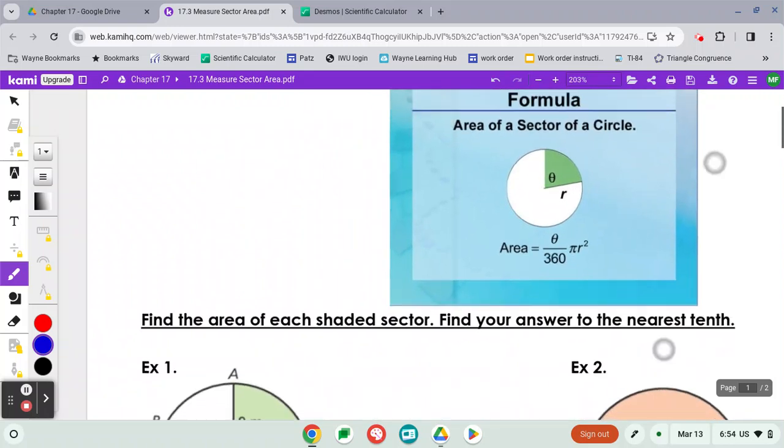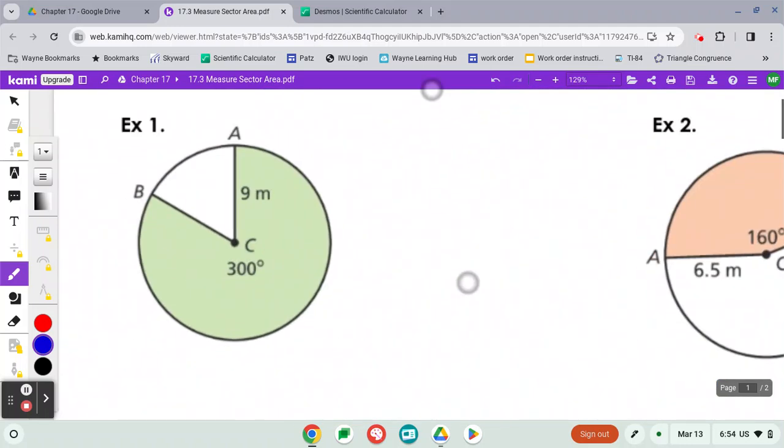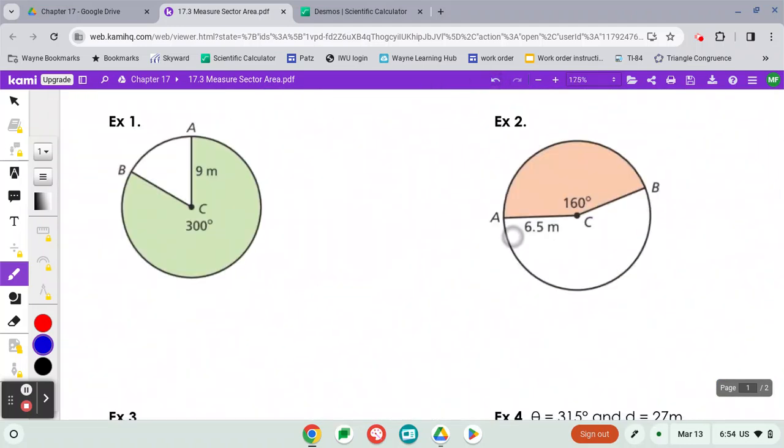Okay, so hopefully it's pretty easy. If you look here, the important thing to realize is which one we are solving for. Here we're looking for the shaded part, so that's the 300 degrees. If we were finding the white part, we'd use 60 instead because the total is 360. So 360 minus 300 would be 60 for that white part. But we want the shaded part.